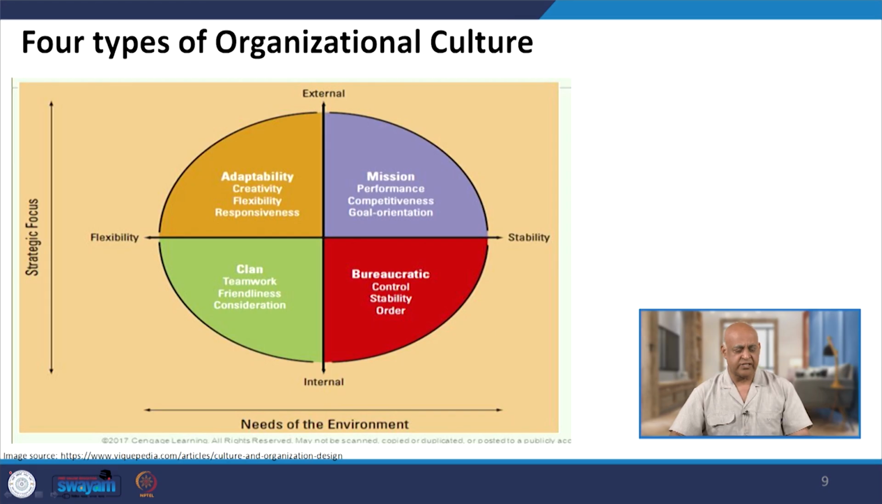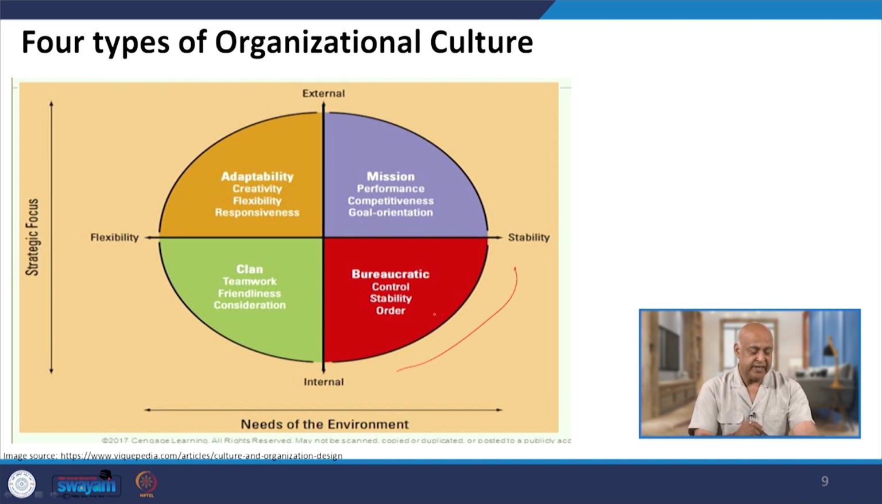Now that you know what a great culture looks like, let us tackle how to build one in your organization. There are four types of organization cultures: adaptability, clan, bureaucratic and mission. Here we have to understand that when the need of the environment is internal and the focus is stability, there will be a bureaucratic culture, because that shows more control, stability and order.